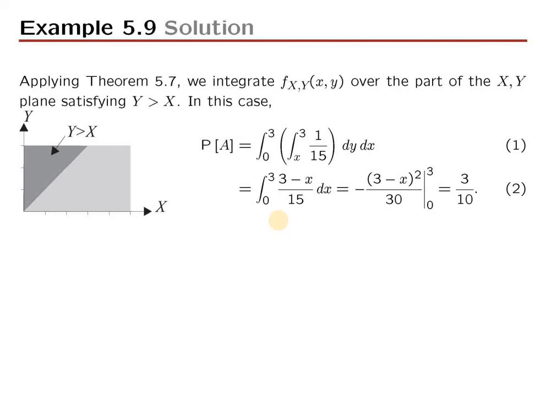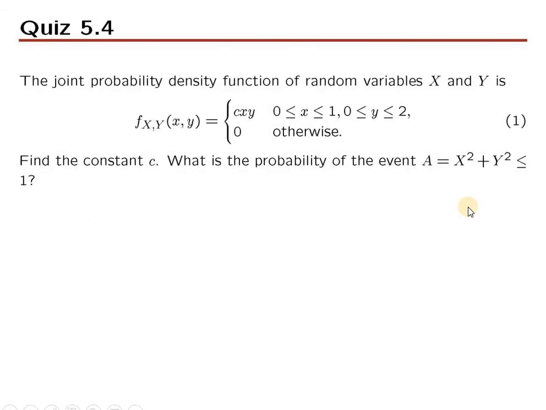So let's assume we have a pair of random variables X and Y, and we say that y is always greater than x, so this is the region which is satisfied. Now the probability of A goes from 0 to 3 and x to 3. Okay, 1 by 15 dy dx. So on solving, we easily calculate the probability equal to 3 by 10.